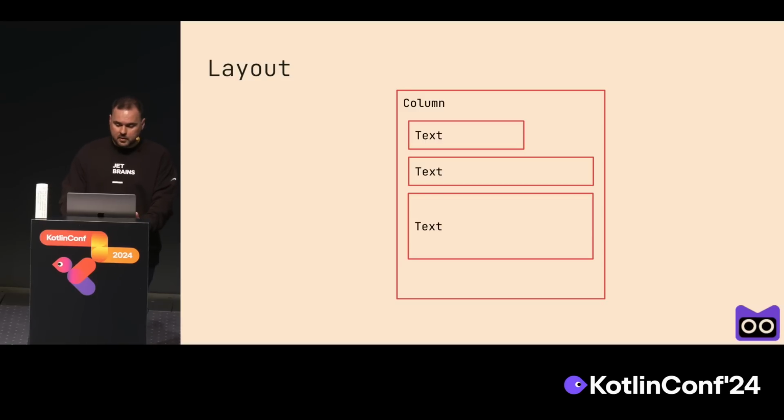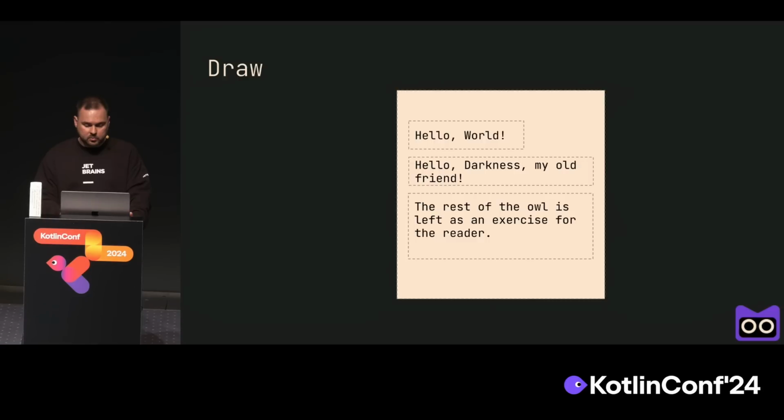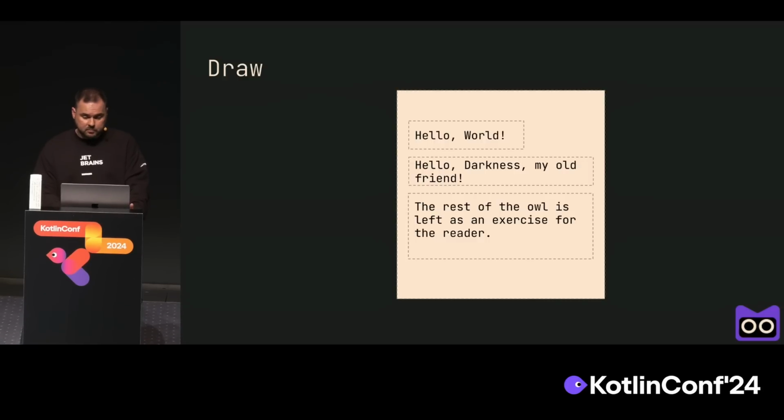So column knows how to lay out its internal digits vertically, and text knows what size it should take according to the constraints imposed from the column. And then, once the layout is done, we can basically draw something. Next stage is the draw stage. We traverse the tree again and ask nodes to draw themselves if they have any drawing modifiers attached.